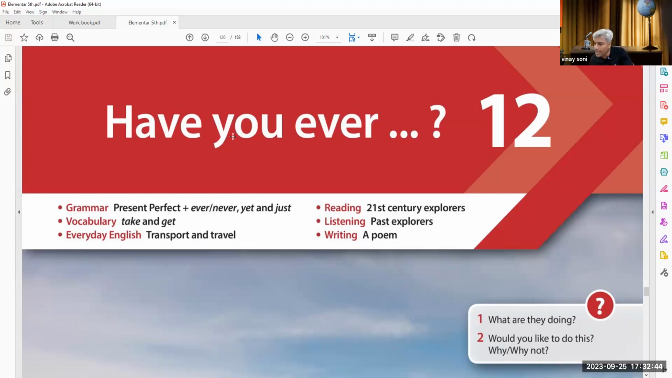It has no bearing, no effect on the present. So the biggest difference between the present perfect and the past simple is the past simple has no connection with the present. It is past simple, finished action in the past. And the present perfect, it has a connection with the present.